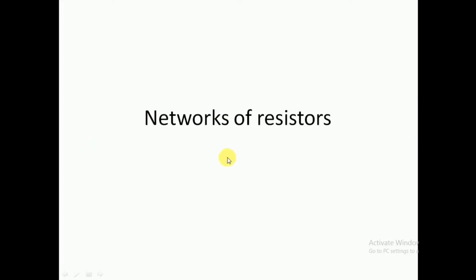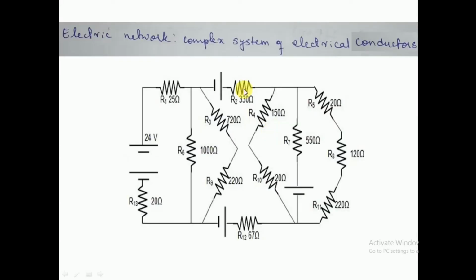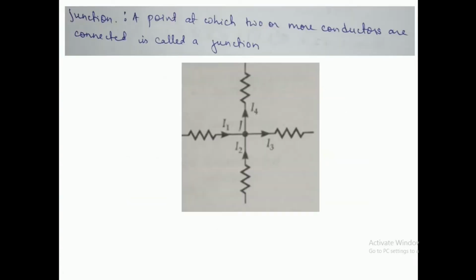Hello everyone, today in this video we are going to talk about networks and we'll solve one question on networks. A network is nothing but a complex system of conductors. As you can see in the diagram, there are many resistors and cells combined together, and this network problem cannot be solved using Ohm's law. So we have to have a different approach to solve this.